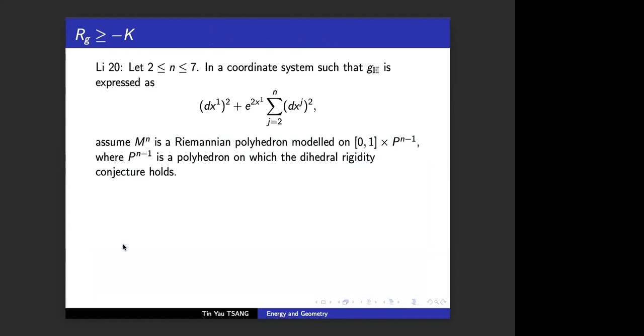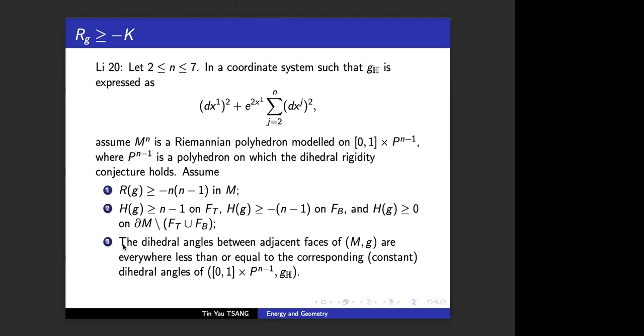So Charlie has also mentioned that if we assume a scalar curvature lower bound, then up to scaling, we can see the scalar curvature can be greater than or equal to negative n times n minus 1. So we should compare that to the hyperboloid model. We can see it as an upper half space model. If M this time is a Riemannian polyhedron modeled on a product of a hyperbolic factor with P, where P is a polyhedron on which the dihedral rigidity conjecture, as previously mentioned, holds, then assuming the scalar curvature is greater than that in the hyperbolic space, the mean curvature on the top is greater than n minus 1, the bottom is greater than negative of n minus 1, and on the side faces the mean curvature is non-negative. Moreover, again, if the dihedral angle assumption is more than or equal to the corresponding one in hyperbolic space, then we can tell that this manifold must be isometric to a parabolic prism in the hyperbolic space.